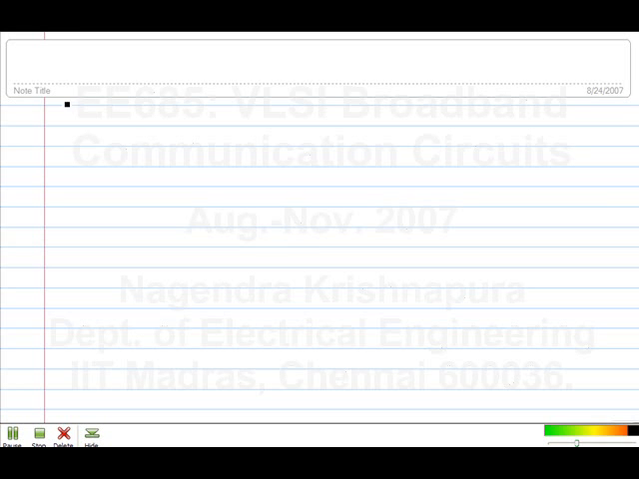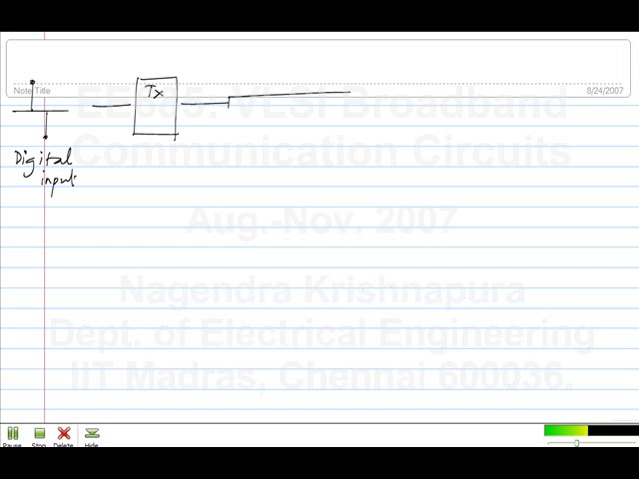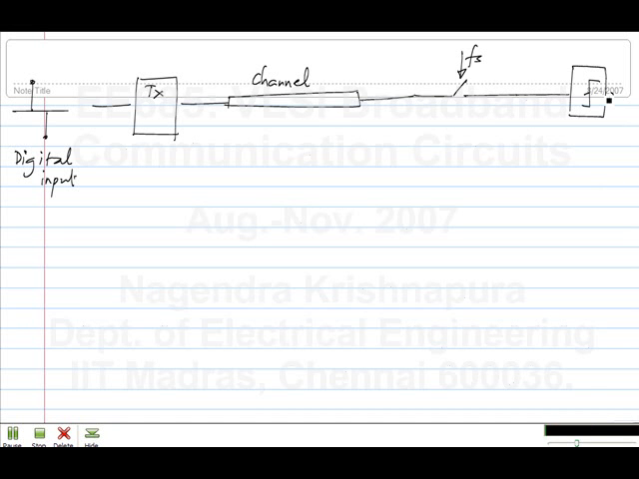Our channel looks like this. We have the digital input and this goes through a transmitter which gives it the appropriate pulse and turns it into a continuous time signal. And this is the channel, and after the channel we should have an equalizer. There is sampling, and finally there is the decision.